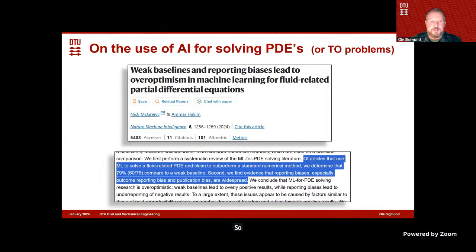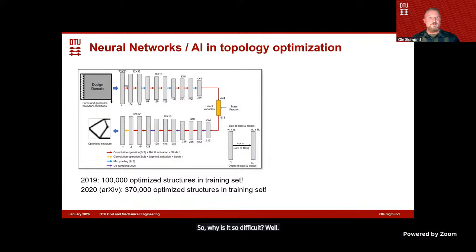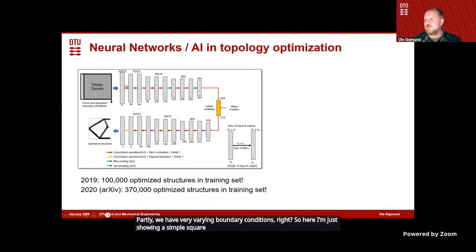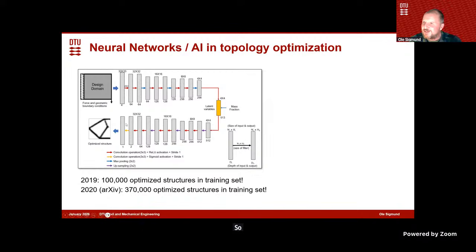So why is it so difficult? Well, this here is a reference to some older works, but really we have very varying boundary conditions, right? So here I'm just showing a simple square domain, and this is typical that people are training their networks on simple rectangular domains, but reality is 3D and it's complex geometries and many constraints and stuff like that. And loads will be different. They will be forces, they will be eigenvalues, buckling and stuff like that. So just training such networks is an immense task and costs immense simulations.